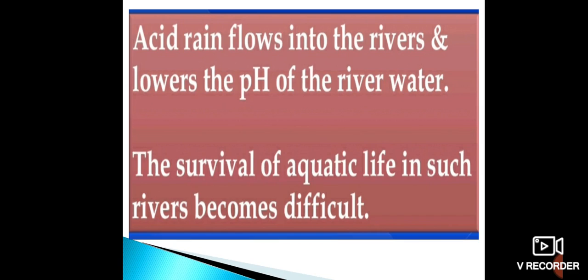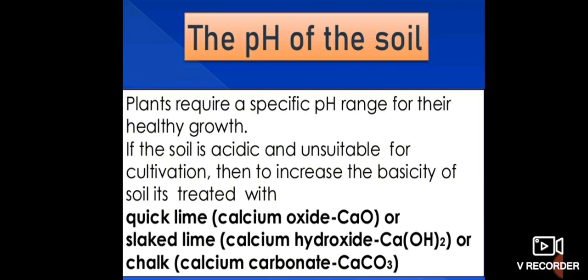The survival of aquatic life in such rivers becomes very difficult. It will lead to the death of aquatic animals. The pH of soil: plants require a specific pH range for their healthy growth. If the soil is acidic and unsuitable for cultivation, then to increase the basicity of the soil, it is treated with quicklime, that means calcium oxide, or slaked lime, that means calcium hydroxide, or chalk, that means calcium carbonate.